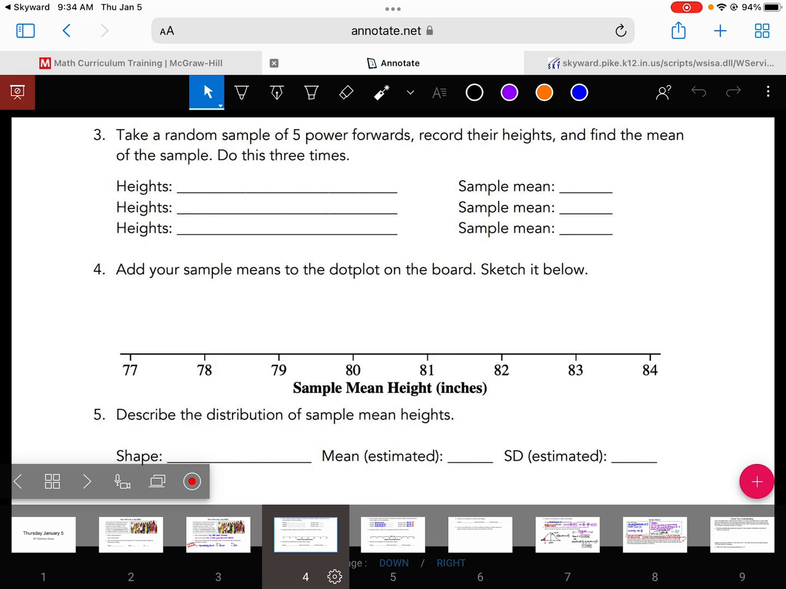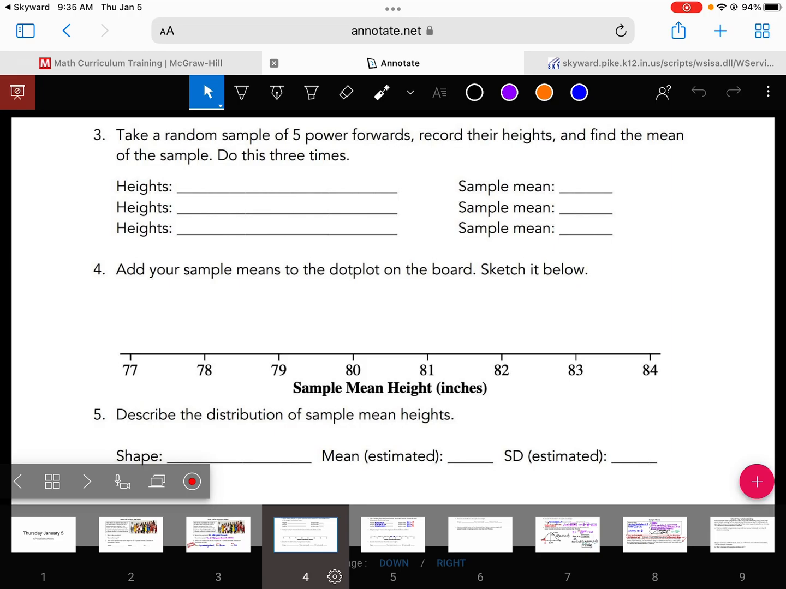So for mine, I had 80.4. That's my sample mean. You're going to go through this whole process a grand total of 3 times. So you're going to use your random number generator, pick out 5 power forwards, record their heights, find the mean.